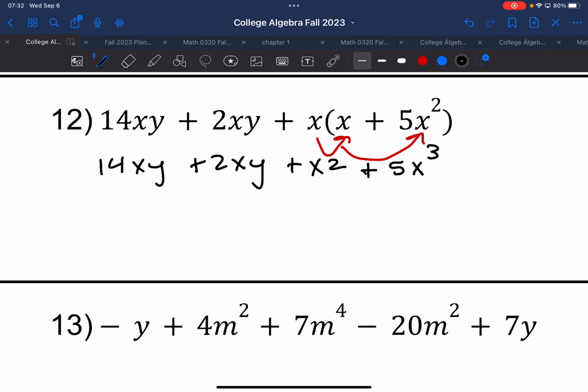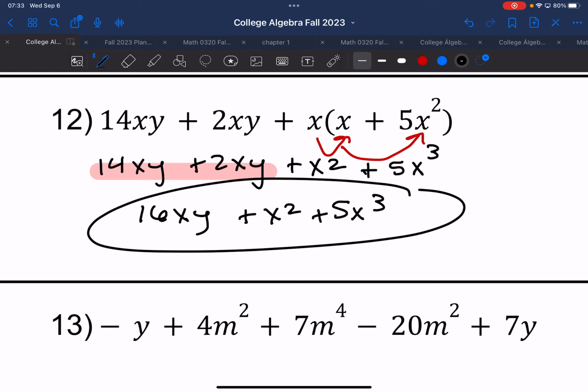Do I have like terms? What are my like terms? 2. Good, just right here. So then this becomes 16xy plus x squared plus 5x cubed. Any more like terms? No, so that's my answer.